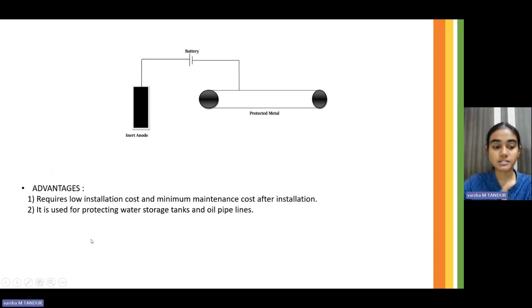For advantages, it requires low installation cost and minimum maintenance cost after installation. It is used for protecting water storage tanks and oil pipelines.